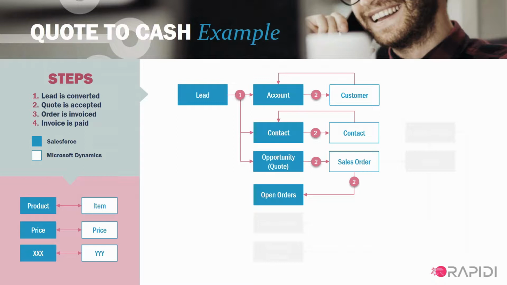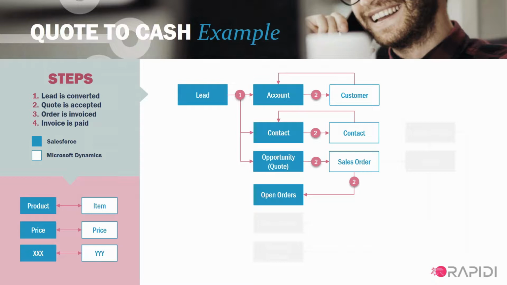At the same time, once we have created the sales order in Dynamics, we will copy back that information into Salesforce in a Rapidi object called Open Orders, which gives you the possibility to see the status of the open orders at any given time directly in Salesforce. If you make any changes to the sales order inside of Microsoft Dynamics, it will be reflected back in Salesforce.